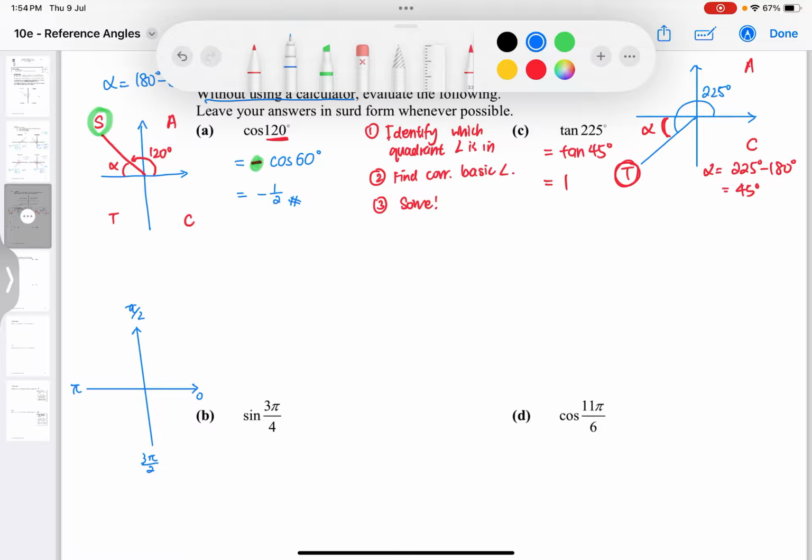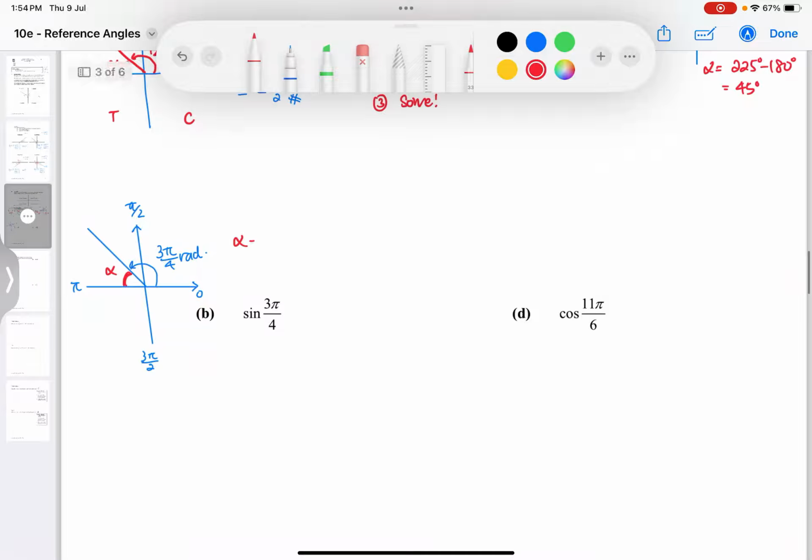So when you are at 3/4 pi, 3/4 means you are less than 1 whole, but 3/4 is also more than half. So therefore, your angle is here. So this angle is 3 pi over 4 radian. Okay, and then where's the corresponding acute angle? Here. It's our corresponding acute angle, and our corresponding acute angle is pi minus 3 pi over 4, which is pi over 4.